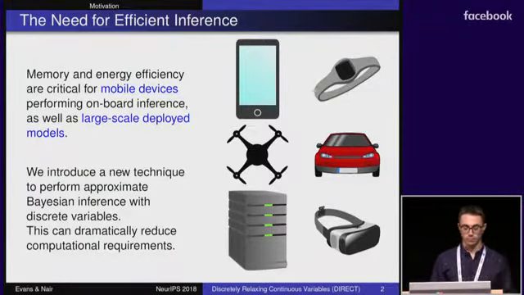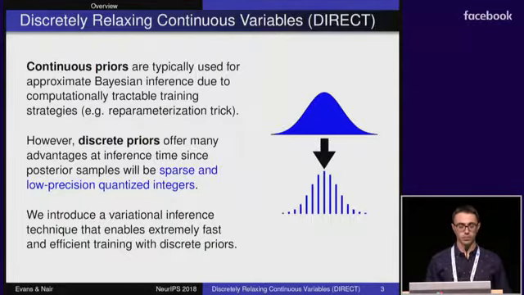So continuous priors are typically used for approximate Bayesian inference, and this is largely due to the fact that there are several computationally tractable training strategies, for example, using the reparameterization trick. However, discrete priors are very difficult to train, but they offer many advantages at inference time since the posterior samples will be sparse and low-precision quantized integers. So we introduce a variational inference technique that enables extremely fast and efficient training with discrete priors, allowing us to discretely relax these continuous priors.